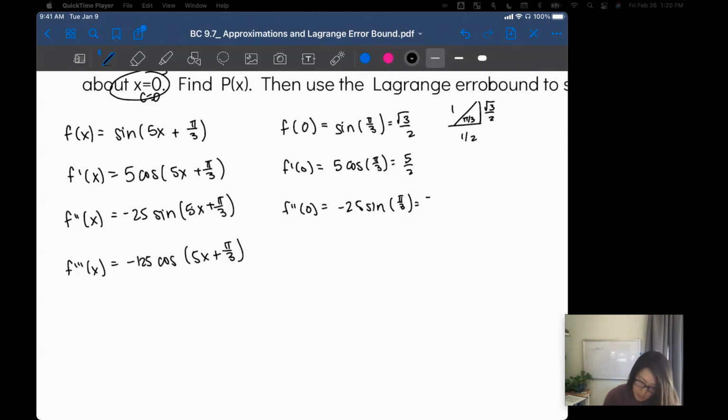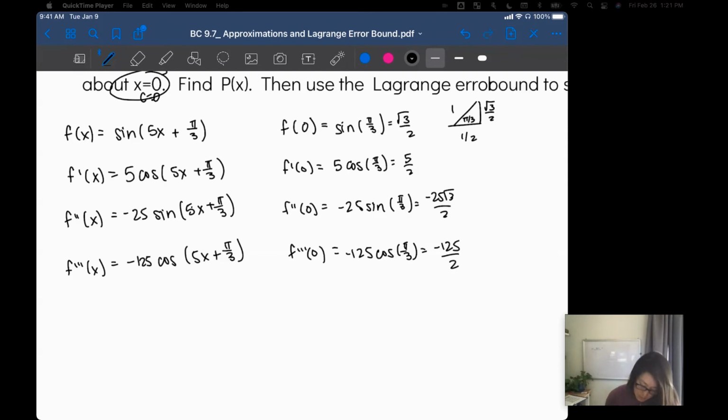F double prime of 0 is negative 25 times the sine of pi over 3. So negative 25 root 3 over 2, and f triple prime of 0 is negative 125 times the cosine of pi over 3. So we're going to multiply 1/2 by negative 125, so negative 125 over 2.